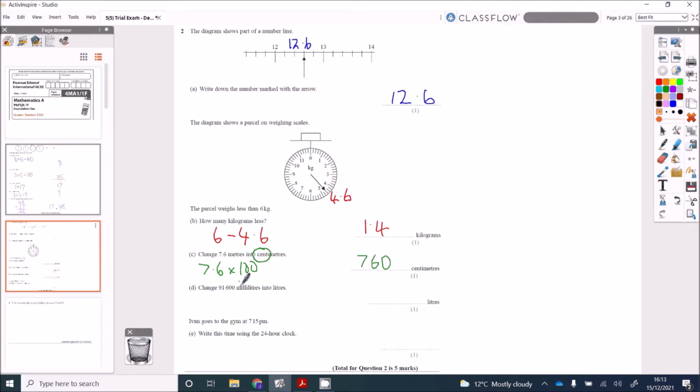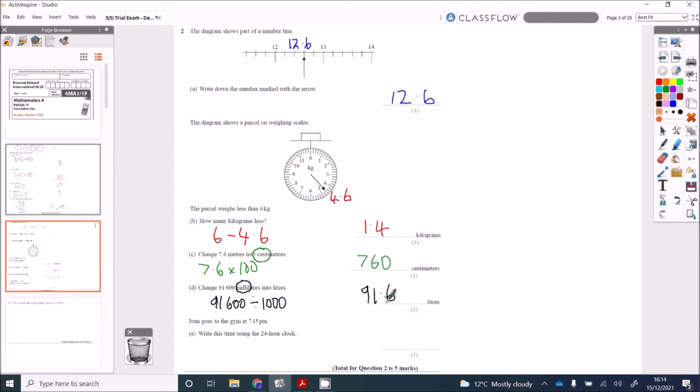Now, whenever it says milli, that's 1,000. So going from milliliters into liters, 91,600 divided by 1,000. Again, I would suggest you double check on your calculator, but that gives you 91.6.